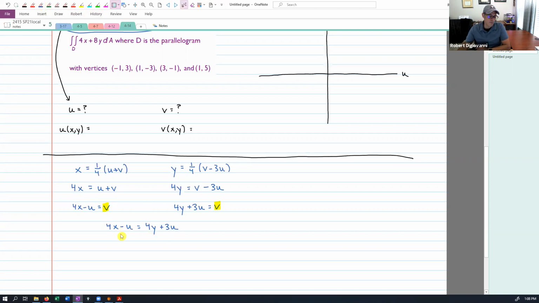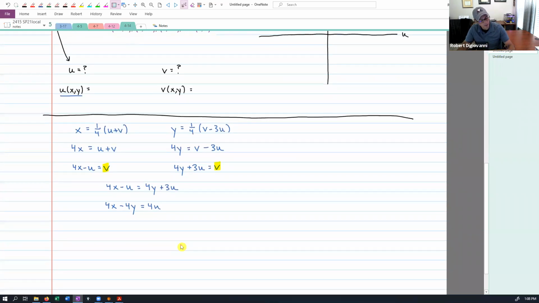And now I remember my goal was to try and get u in terms of X and Y. So if I solve this for u, let's try and do that. I'll move all the u's to one side, and I'll bring the stuff with y's, or anything that doesn't have u in it, to the left side. So I just added u on both sides, subtracted 4y. And finally, let's just divide by 4. So now do you see that u is a function of X and Y, right? So I'm going to go back up here. I'm going to put u is X minus Y.